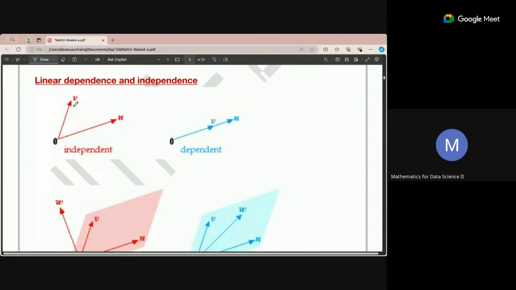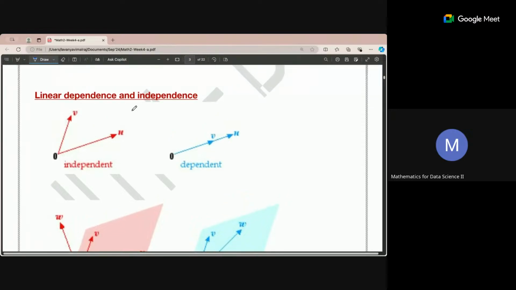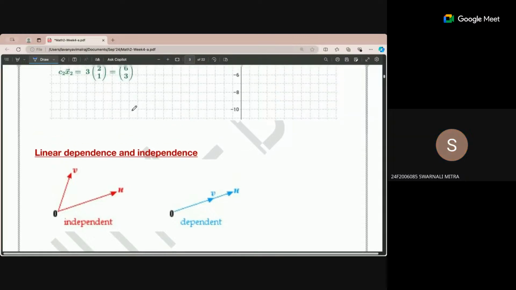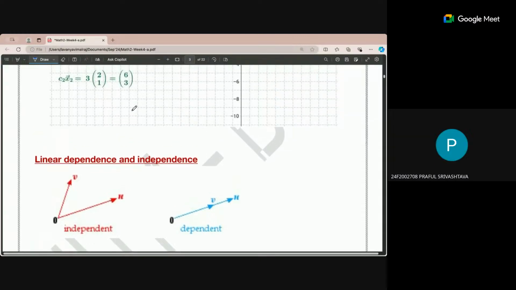You can easily see that these two vectors are independent of each other. They are in different directions. When you are considering two vectors in different directions, what does that mean? One cannot be written as a linear combination of the other. When you are talking about only two vectors, linear independence means you are checking whether they are multiples of each other or not.